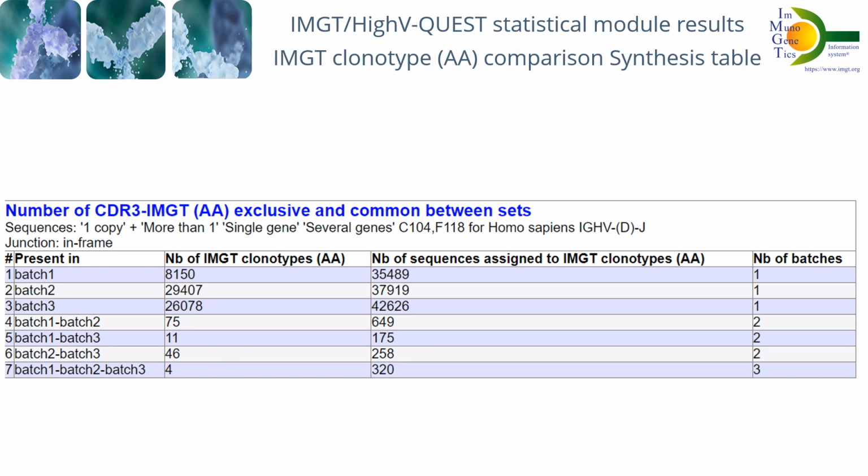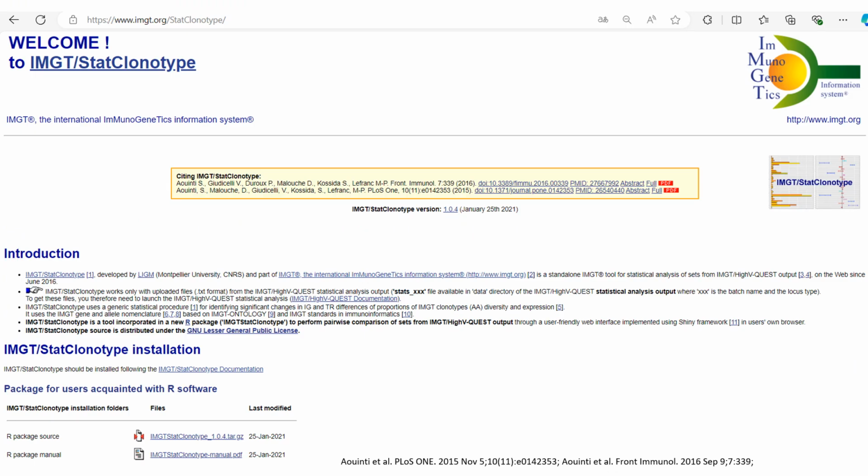This closes the presentation of the results of the IMGT HighV-QUEST statistical module. The last IMGT tool we would like to introduce is IMGT StatClonotype. This tool is complementary to the IMGT HighV-QUEST statistical module, as it compares and evaluates the differences between 2 immunoprofiles, represented by 2 sets of clonotypes, from a statistical point of view, and this for the diversity and the expression of the IMGT clonotype AA.